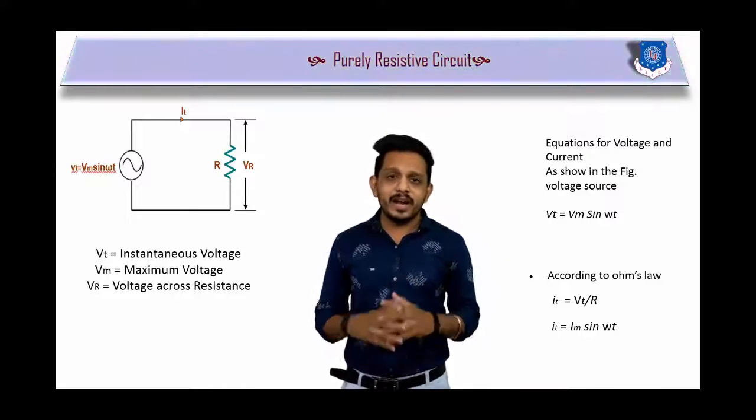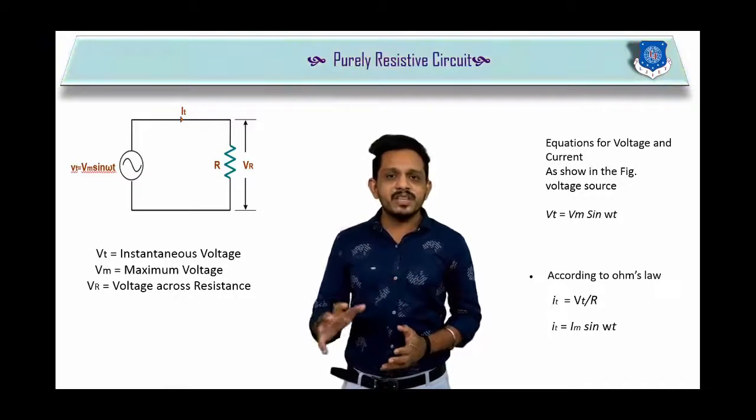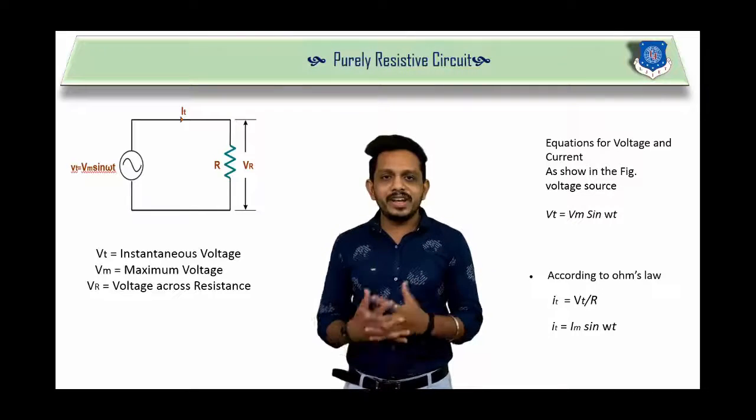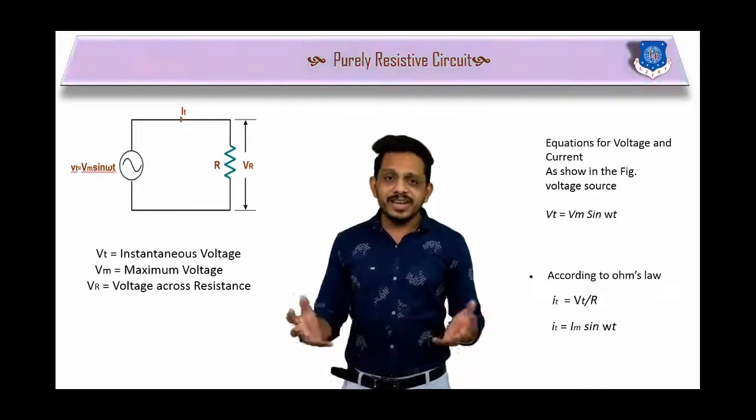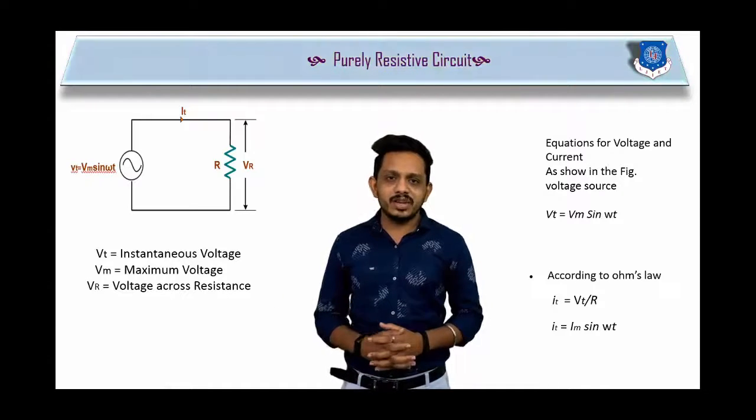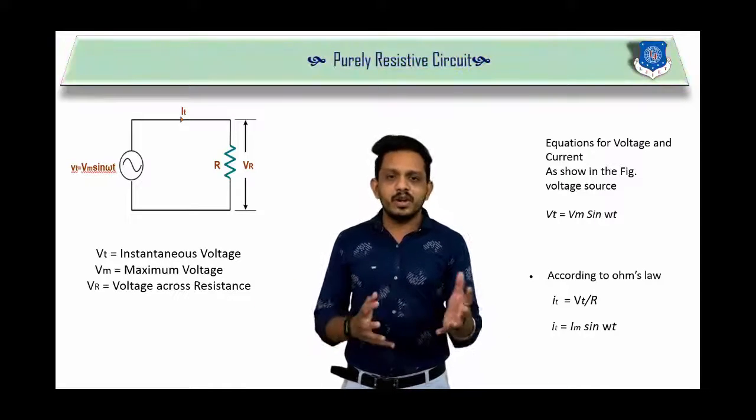Look carefully at both the equations. There is no phase difference between these two quantities, voltage and current. So we can say that in a purely resistive circuit, there is no phase difference between voltage and current.